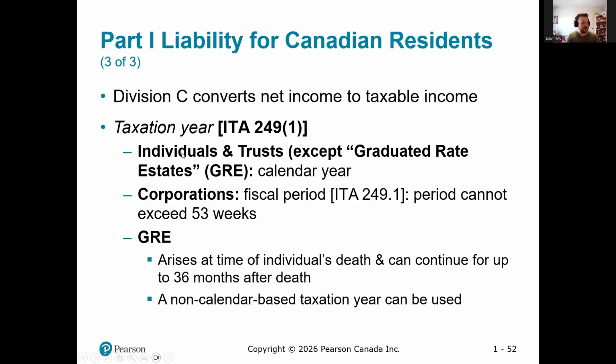So individuals use the tax year of a calendar year. Corporations, any fiscal period that cannot exceed 53 weeks. And we also have GREs. GREs are graduated rate estates. They're often created at the time of someone's death. So I pass away, my estate is a trust. So that trust will follow the same graduated rates, maybe not the same rates, but the same structure as going through income brackets that I as the individual used.